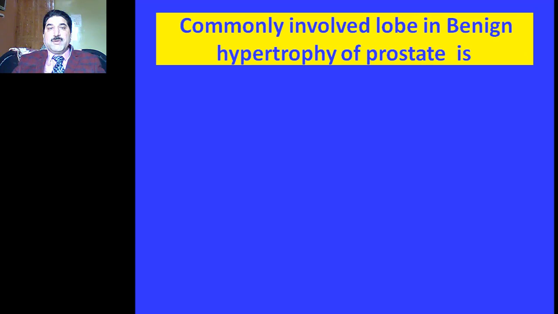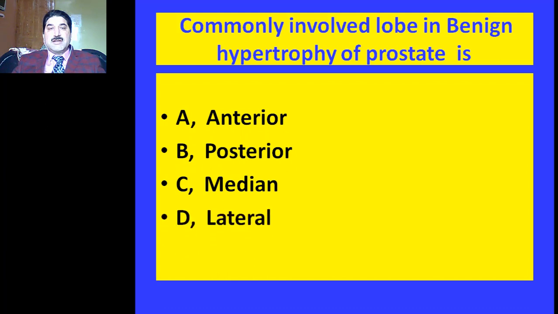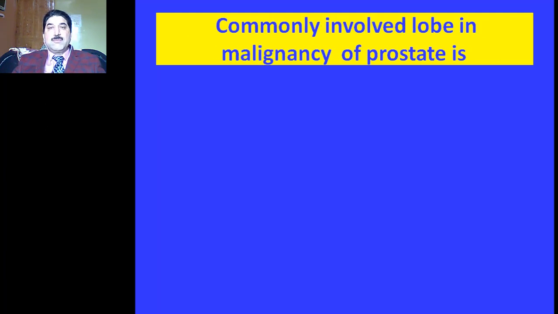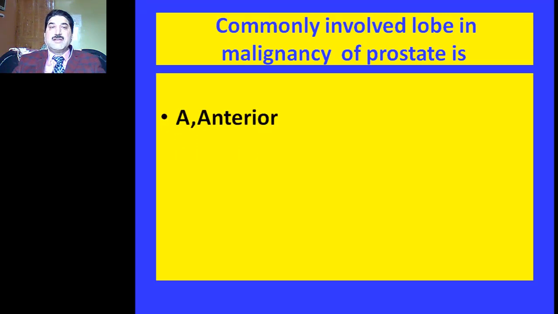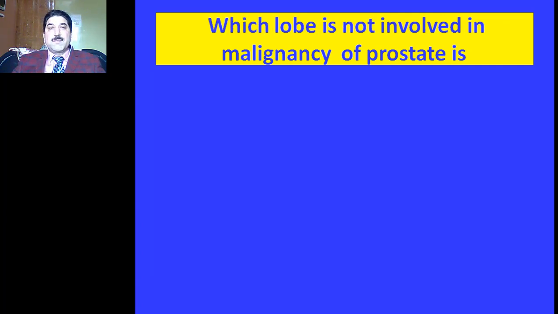Commonly involved lobe in benign hypertrophy of the prostate is anterior, posterior, median, and lateral. Answer is median lobe of the prostate. Commonly involved lobe in the malignancy of the prostate is anterior, posterior, median, lateral. The correct answer is posterior lobe of the prostate.